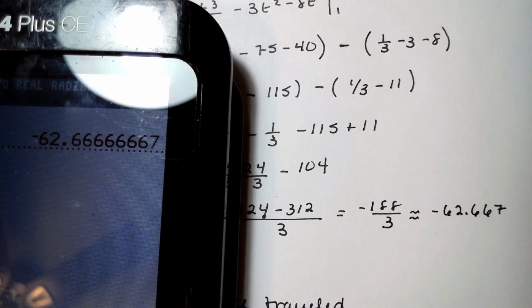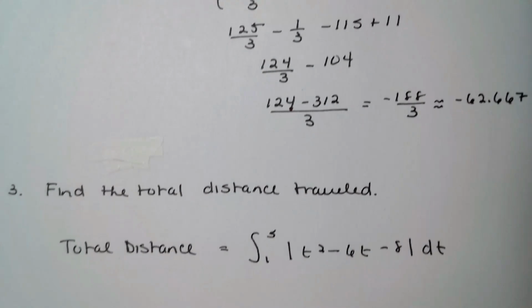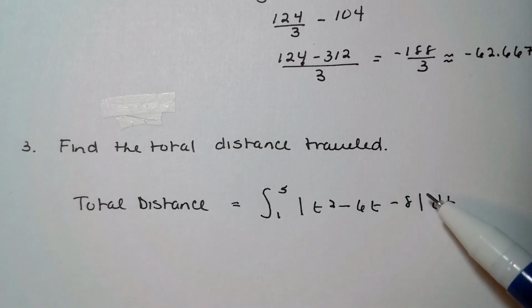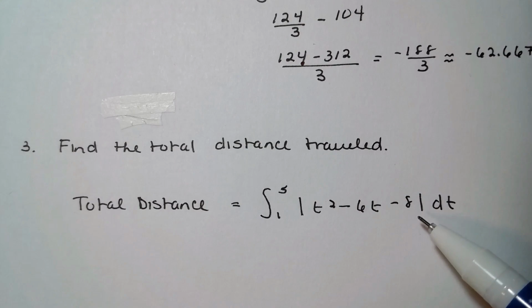All right, so now we want the total area. And the total area means that I have to take any negative area or values below the x-axis and bring them above, right? I need to make everything positive. So that's what this absolute value symbol is going to do for us. And again, you're going to use your calculator.